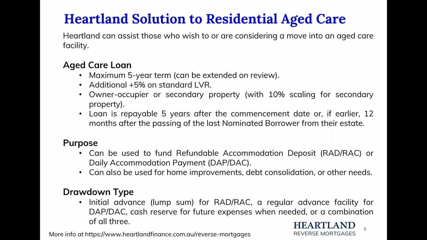In the drawdown types, we have flexible drawdown options, which I will speak about later. But for a brief summary, we have the initial advance, which is just like a lump sum, which can be used for the refundable accommodation deposit or the refundable accommodation contribution. A regular advance facility for the daily accommodation payment and contribution can also be used for a cash reserve for future expenses when required, or a combination of all three, of course.